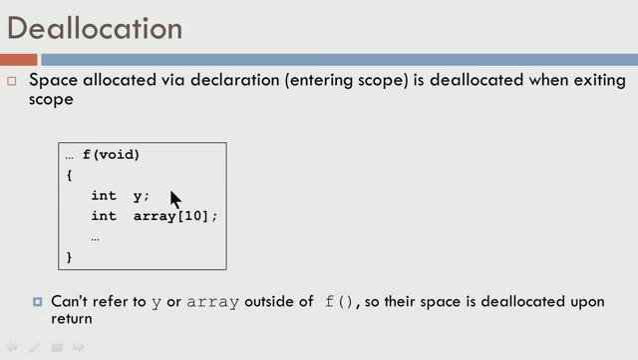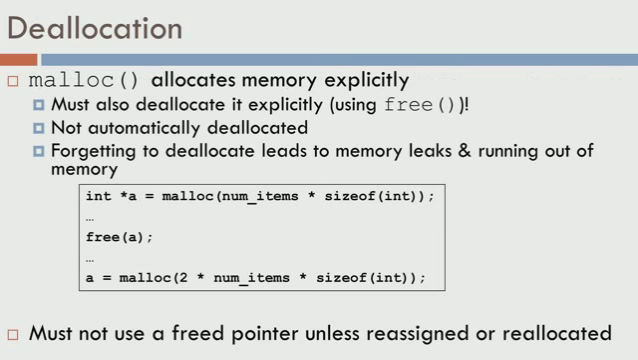So local variables are good because when you call the function they become alive, and when you return from the function they become dead. When you get to the end of f here, y which is an integer is deallocated, and array which is an array of 10 integers is also deallocated. You can't refer to y or to the variable array anywhere outside f. This is something that we know already. So all automatic variables are created automatically and destroyed automatically. That's why they are called automatic variables.